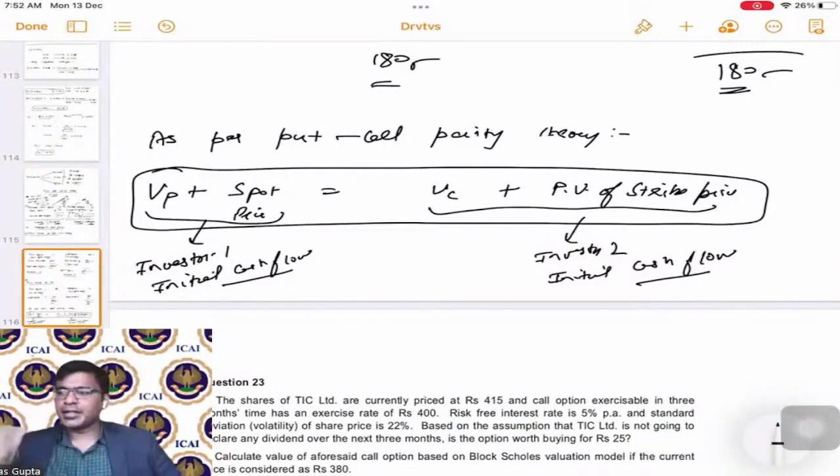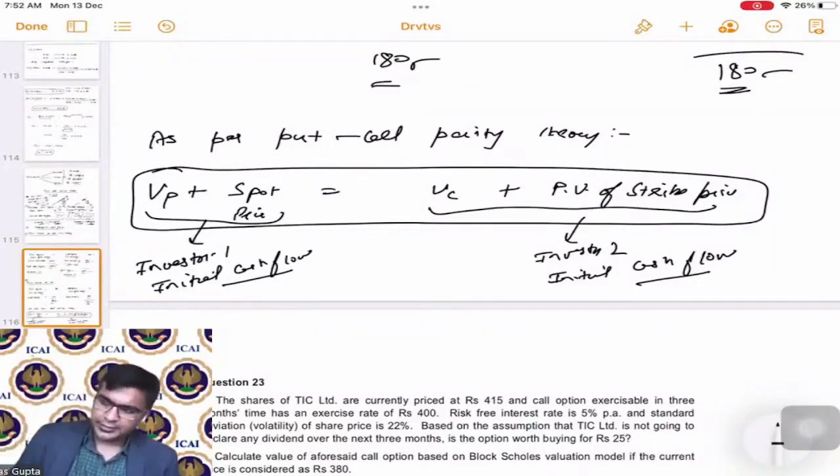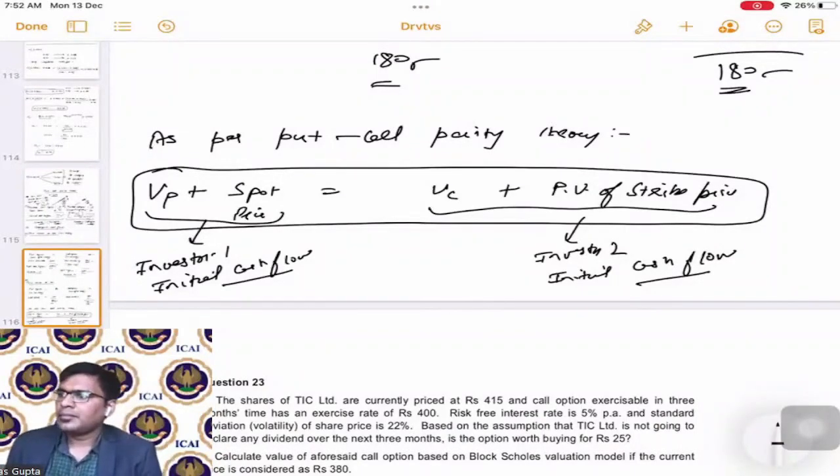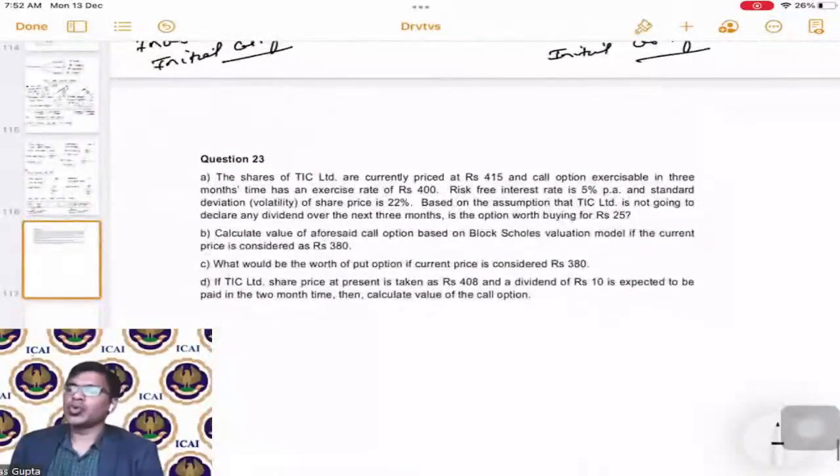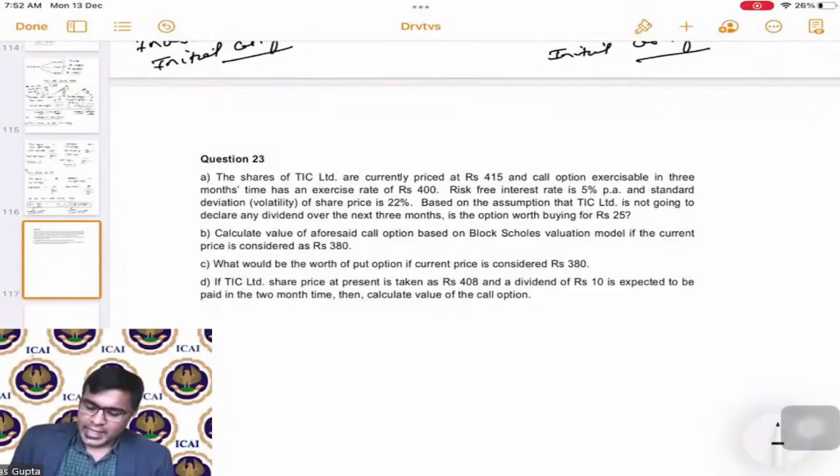So this is a very interesting question, number 23. Okay, Naveen, thank you. So question number 23 says that the shares of TIC Limited are currently priced at 415. Now, this is a very good question.